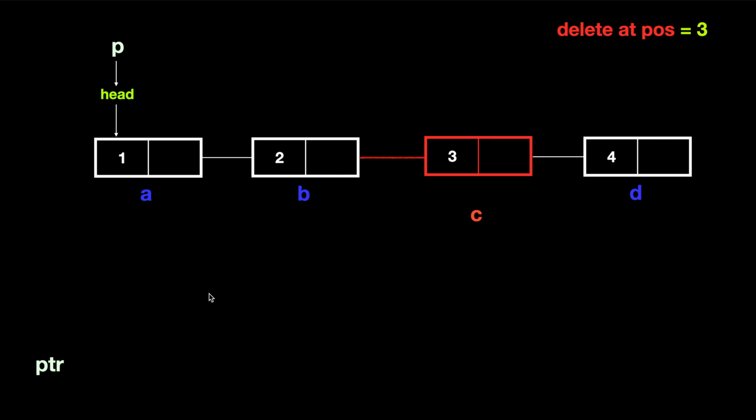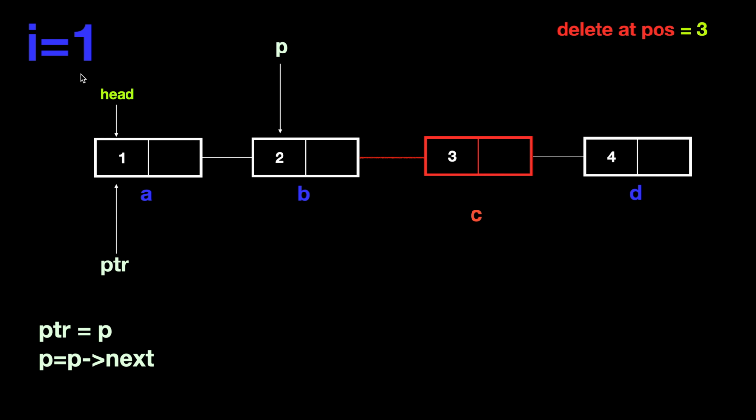Then we'll run a for loop. The first time the for loop will run, when I will be equal to 1, PTR will be equal to P. It means that PTR is equal to head. When I will be equal to 2, PTR is again equal to P. So PTR will come here and P will move one step forward.